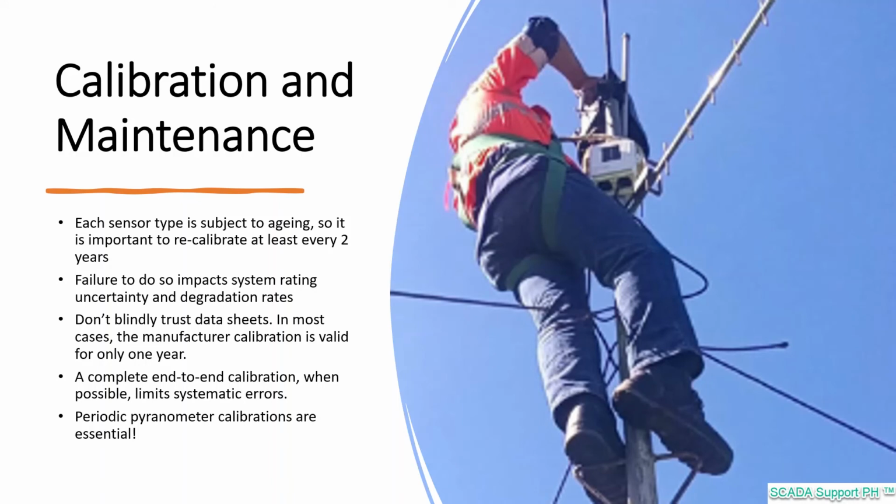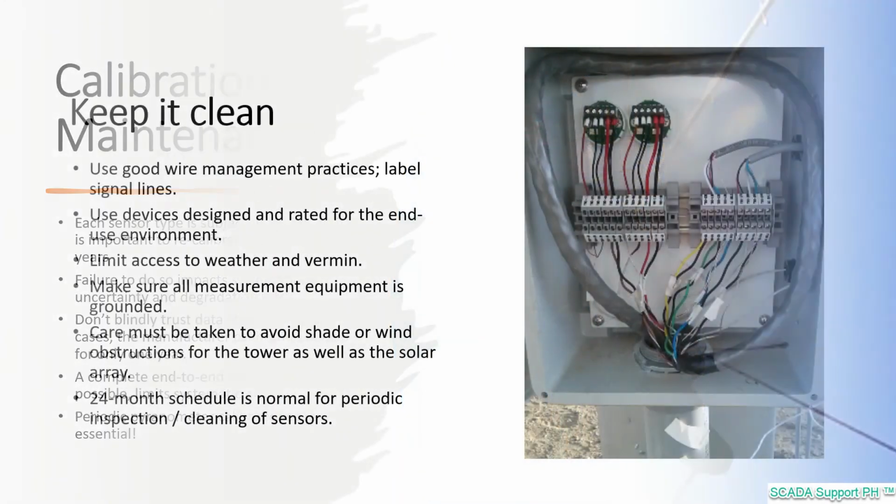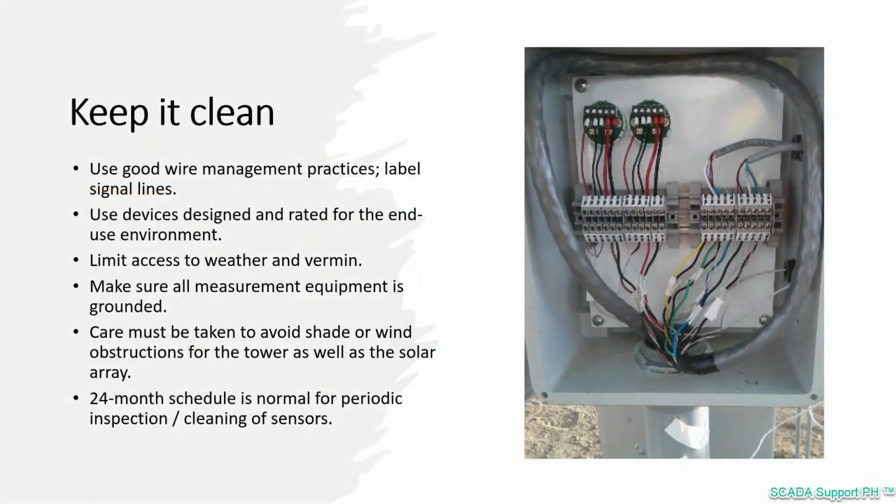Periodic pyranometer calibrations are essential. Keep it clean. Use good wire management practices and label those signal lines. Care must be taken to avoid shade or wind obstructions for the tower as well as the solar array. Make sure all measurement equipment are grounded.